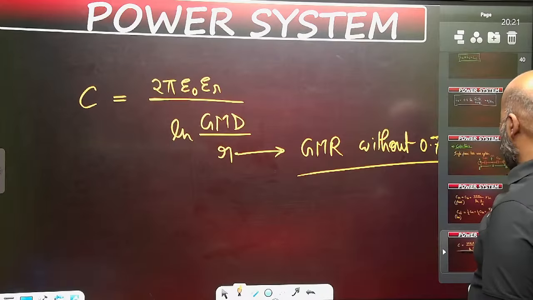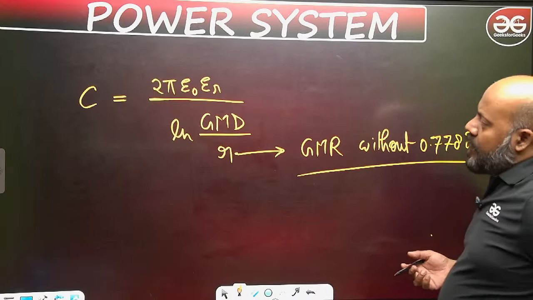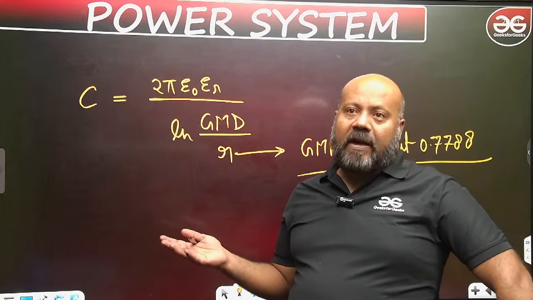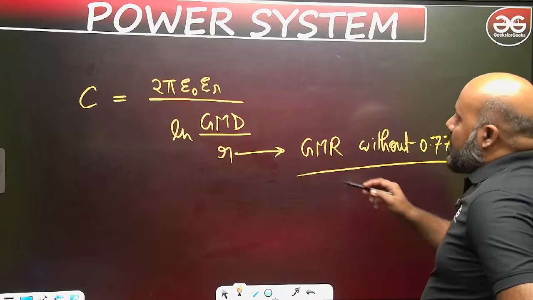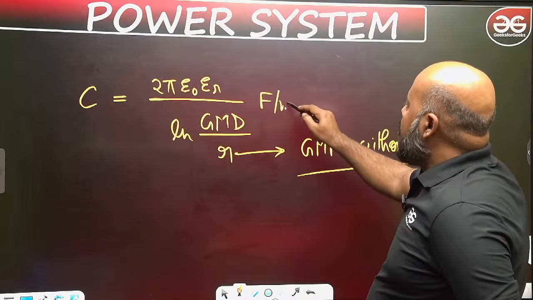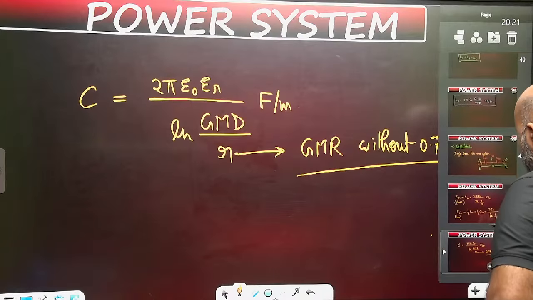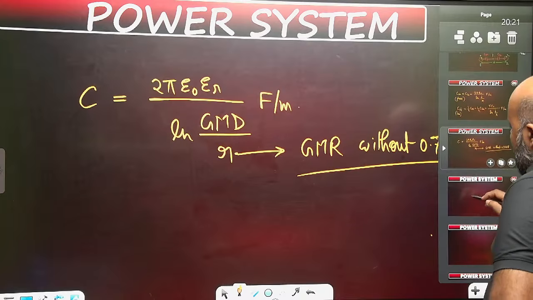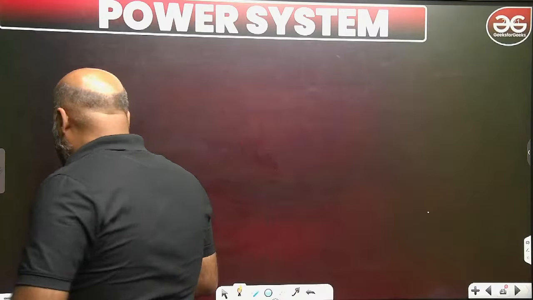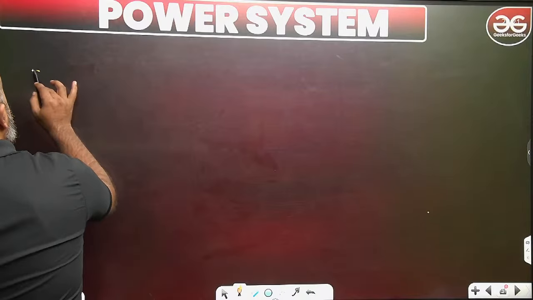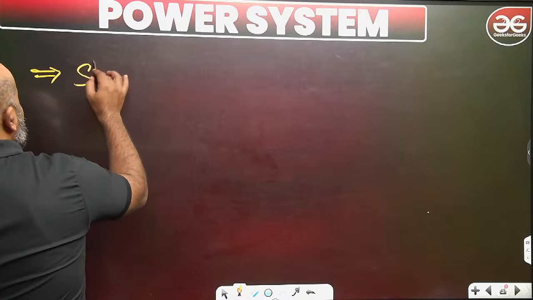So this was about the capacitance calculation. If you are writing it for 3-phase, then the same thing what we have done for the inductance you can do. You can write it like this, farad per meter. Now let us go beyond this and let us talk about some important concepts. So let me just first talk about the skin effect.